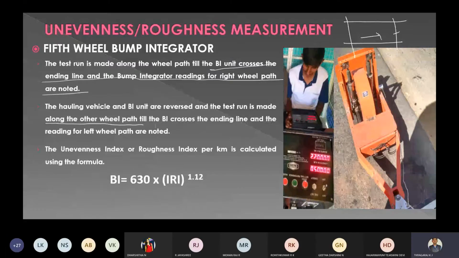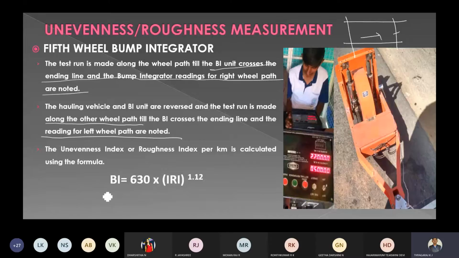Go for another wheel path. There will be two wheel paths you have to maintain. One, you will be moving along one wheel path, and later you are going to take a U-turn and move in the other wheel path until the BI crosses the ending line, and the readings for the left wheel path are noted. So along the right wheel path and along the left wheel path, you will be towing this fifth wheel bump integrator.